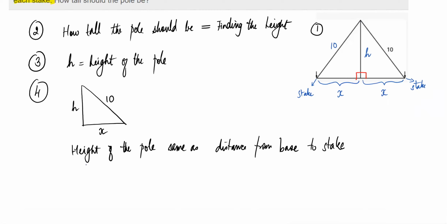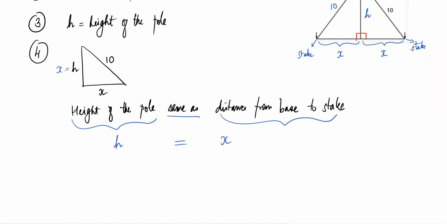Let's translate this piece of information that we just highlighted. Height of the pole is h, same as distance from the base to stake. We called it x. So your h and your x are supposed to be the same. So we come back here and fix the diagram and say, well, h and x are the same. Now, if we use the Pythagorean theorem, that's where we do the solving.